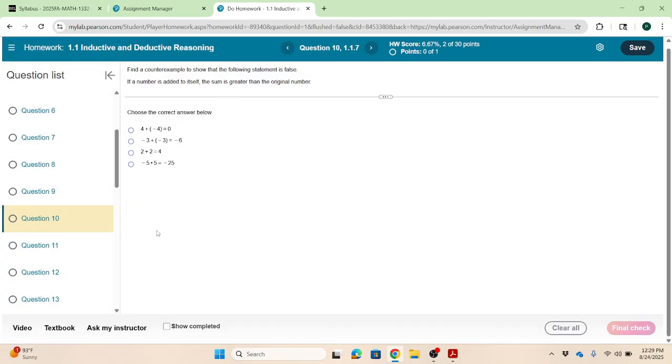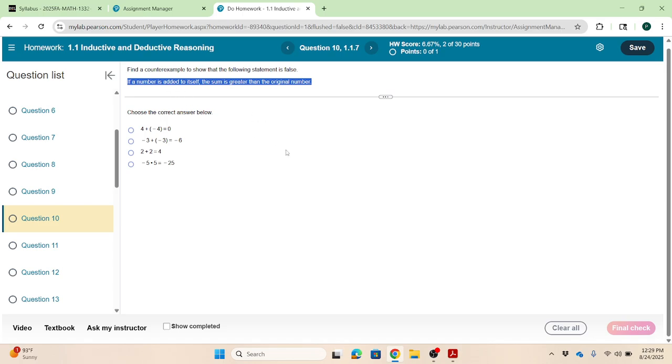Let's go to the next problem. Find a counterexample to show that the following statement is false. If a number is added to itself, the sum is greater than the original number. So this is the statement. Counterexample means we try to find an example which is opposite to this statement.